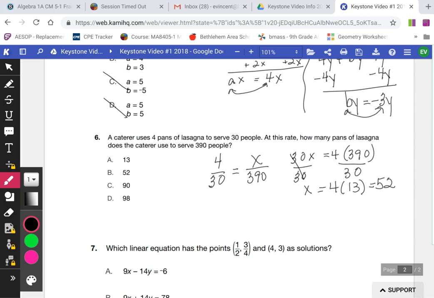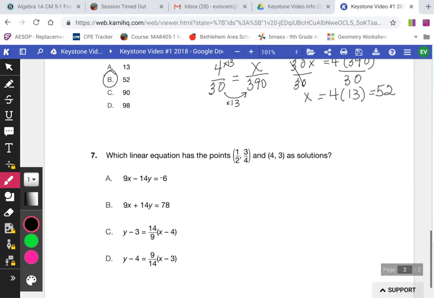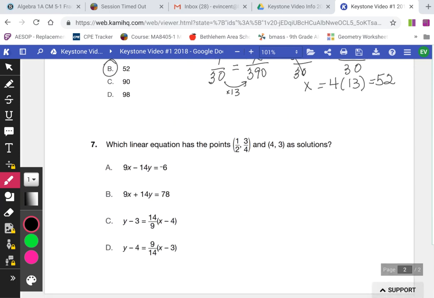If you did this by equivalent fractions, you go 30 times what gives you 390. So it's times 13. And if I do that to my denominator, I also do that to my numerator. So 4 times 13 gives you 52. So that one was really not too bad. You just have to remember equivalent fractions or proportions to complete that one. So number 7, I think this is the last one in this video. Which linear equation has the points (1/2, 3/4) and (4, 3) as solutions?